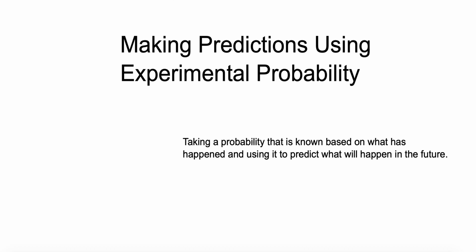In this video, we're going to look at making predictions using experimental probability. So what that is, is taking a probability that is known based on what has happened, taking our experimental probability and then using it to predict what will happen in the future.